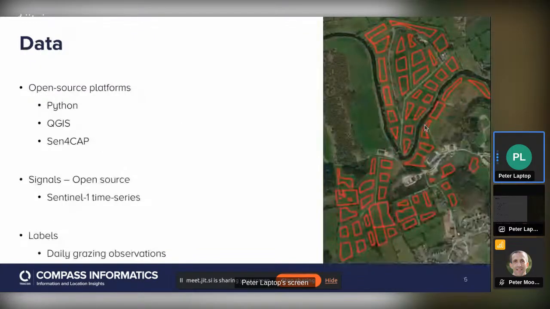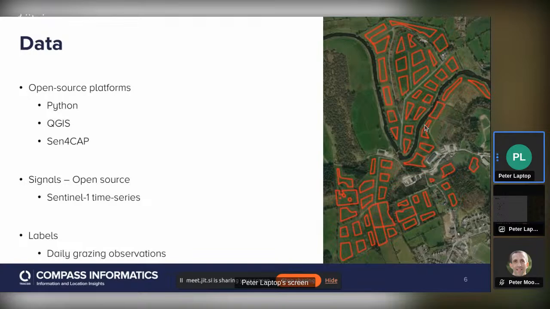Now the data used for this project, this is an overview of the open source data used. Python is used to build the model pipeline. QGIS is used for visualization of the parcels, for example, and that's also how the grazing observations come in. Sen4cap is used to retrieve signals. The types of signals used is Sentinel-1 time series, and the labels, as I will call them, are daily grazing observations. They are the only part of this list which is not open source, but they are crucial for this project because you need these observations.